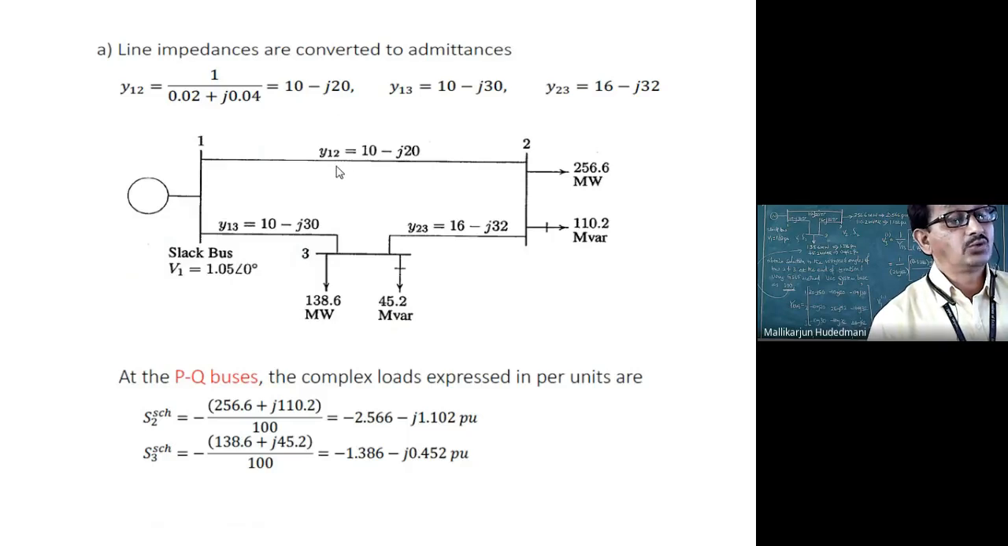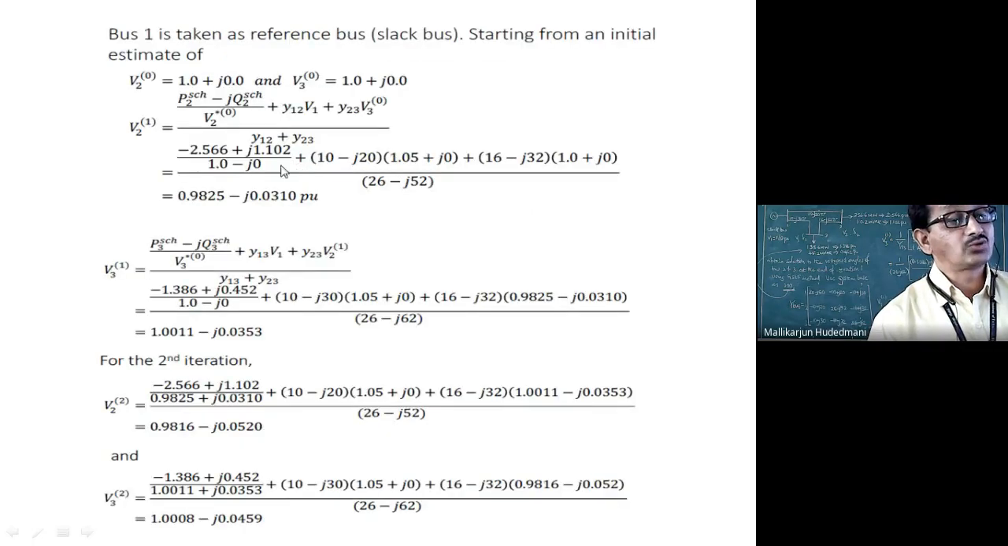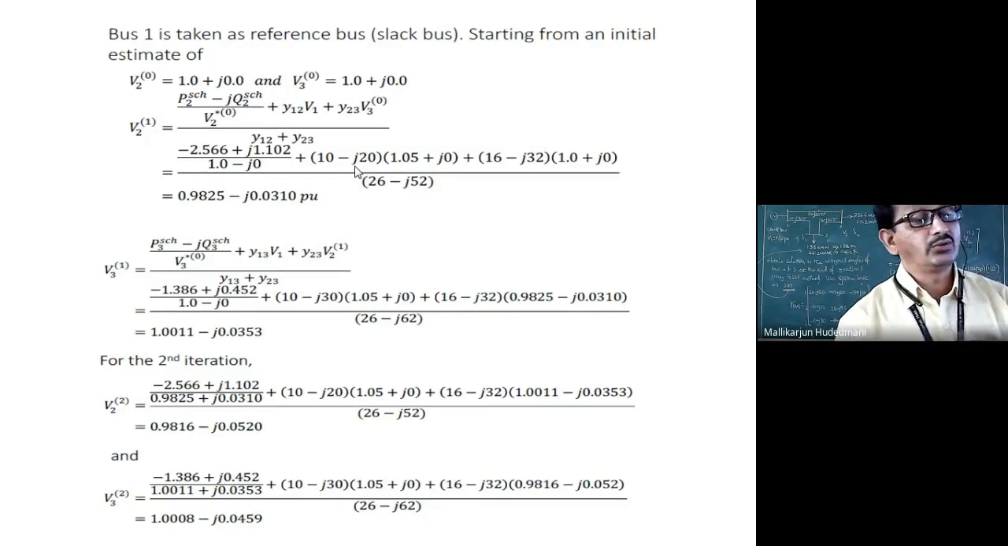Capital Y12 is minus of lowercase y12. If it is minus 10 plus j20, here one minus should come outside. That is taken out. They have written directly in lowercase y12. This is the difference in writing of type of terms from author to author. So you should not panic about this. You must understand the notation of the problem.